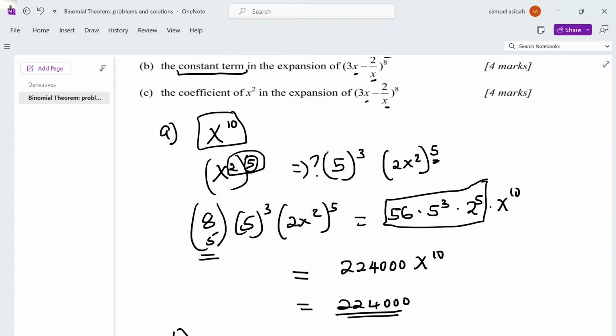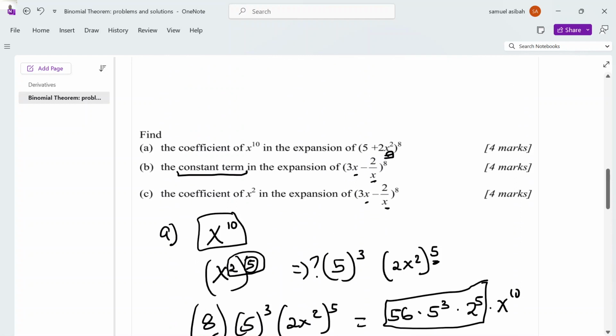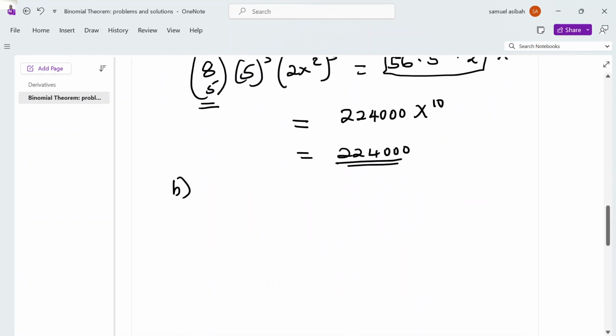If it cancels one another, it means that the index of the x has to be equal, so that it cancels, or when you subtract, the power has to be 0. This is what it means. One way of doing this particular question, let me write it: we have 3x minus 2 over x, then raised to 8.